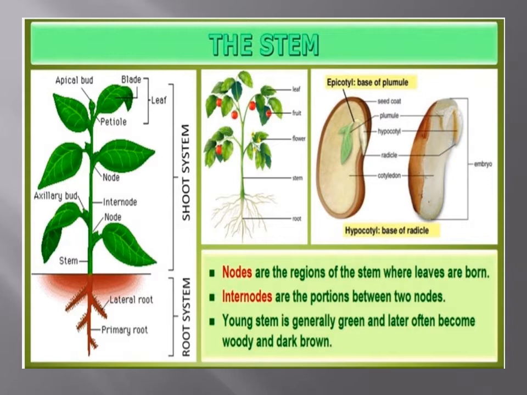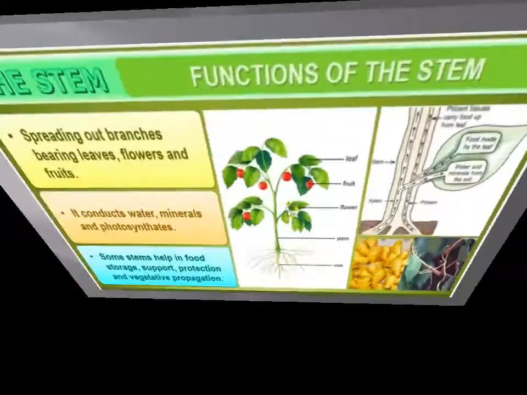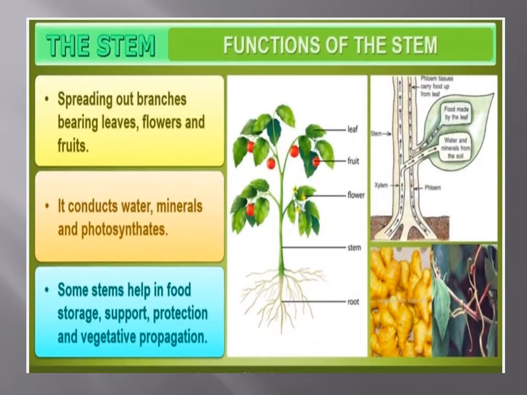Young stem is generally green and later often becomes woody and dark brown. It bears buds in the axil of leaves, called axillary buds, and at the tip, terminal buds. Functions of stem. The main function of stem is spreading out branches bearing leaves, flowers and fruits.